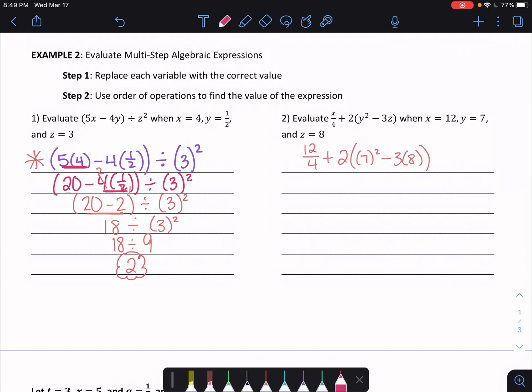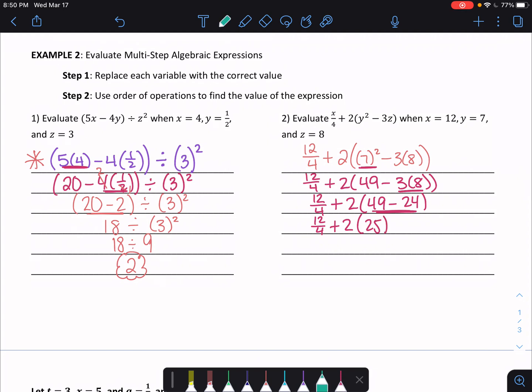So again, I'm going inside my grouping symbols first. Inside my grouping symbols, I have an exponent. So I'm going to have 12 over 4 plus 2 times 49 minus 3 times 8. As you can see, I'm not doing more than one step at a time. So my next step inside my parentheses is going to be this multiplication. So 12 over 4 plus 2 times 49 minus 24. 12 over 4 plus 2 times 49 minus 24 is 25.